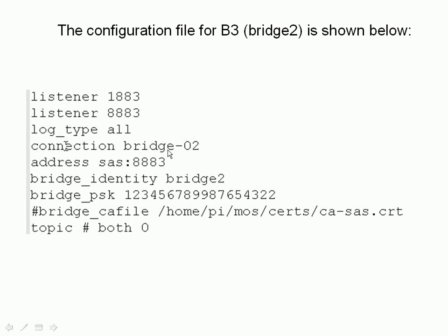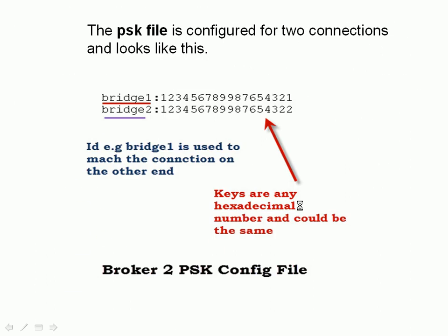Here's the connection name, and the address is the same one as we were using before. Bridge identity, now this is the important bit, and if you remember back to the PSK file, there was an entry in there for bridge 2, and the bridge PSK should match the entry to the other one, which is the same one, it just ends in a 2. And if I go back and show you that quickly, you can see it here, bridge 2, and there's the entry there.